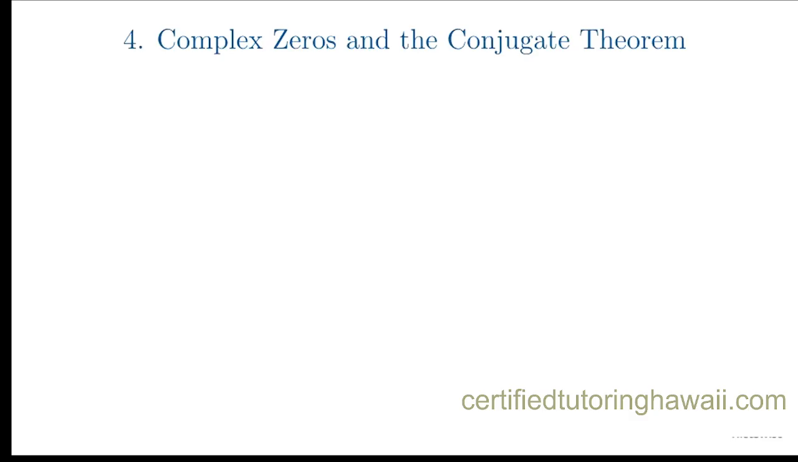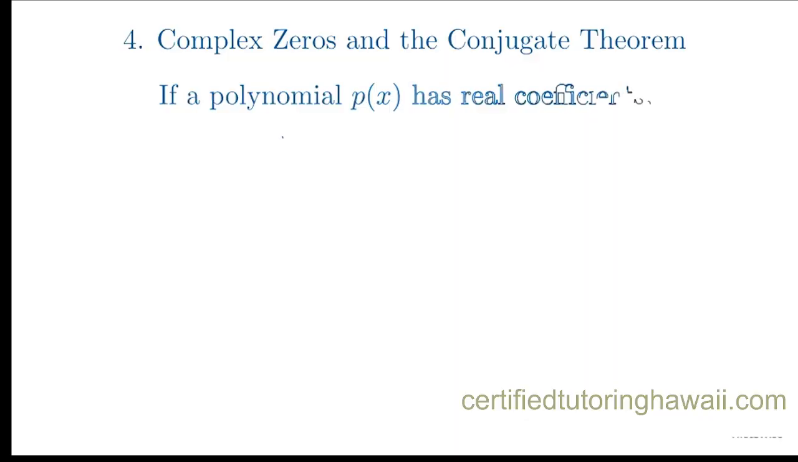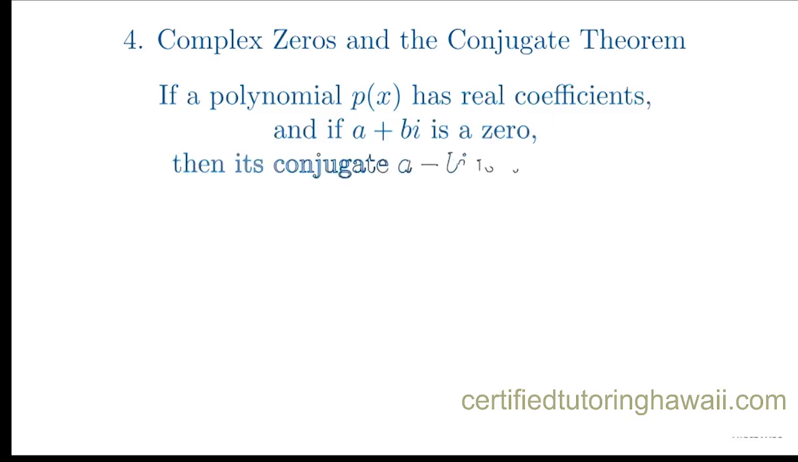Remember, a complex number has the form a plus bi, where a is the real part and bi is the imaginary part. Its conjugate is a minus bi, where only the sign of the imaginary part is changed. The complex conjugate theorem states that if a plus bi is a zero of a polynomial with real coefficients, then its conjugate, a minus bi, must also be a zero.